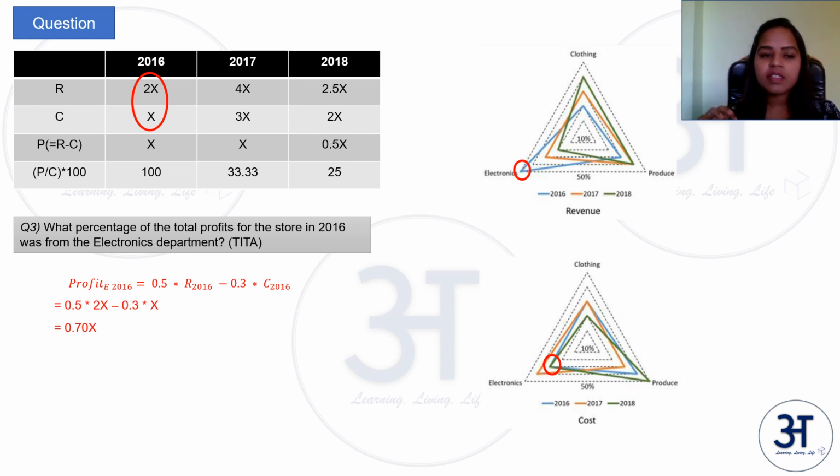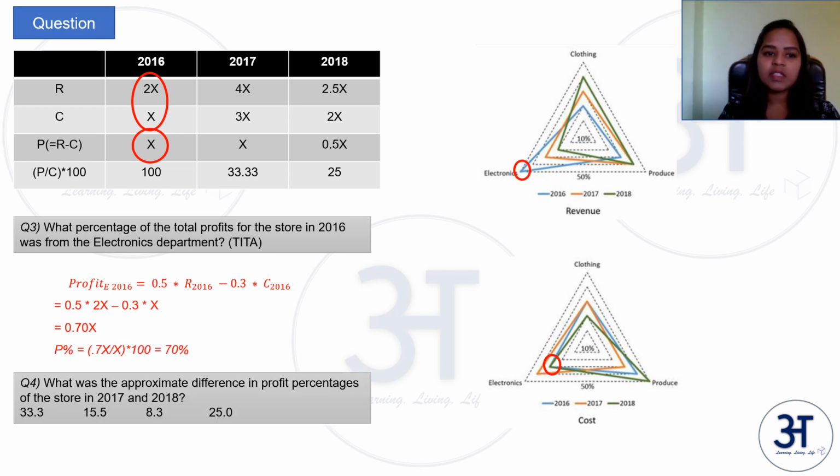So now it is asking what percentage of the total profits for the store 2016 was from electronics. So again, total profit, if you see, it is x. So it is 0.7x by x into 100, that will be 70%, right? So now let us look at fourth question. What was the approximate difference in profit percentages of the store in 2017 and 2018? So in 2017 it is 33.33 and 2018 it is 25. So the difference is 8.3.